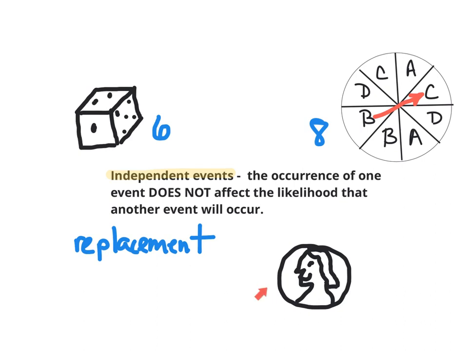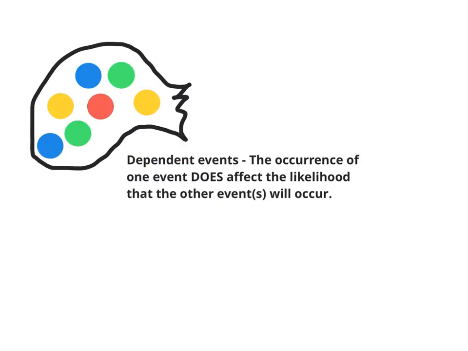And the same goes for my coin toss. Every time I toss a coin, I have just 2 possible outcomes. It will never change. It will always be 2 outcomes. These are all independent events.